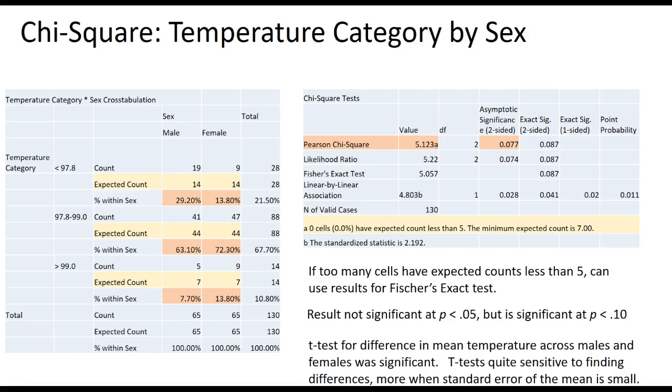I think what I'd like to remind you of here is that when we used a t-test to look at the mean temperature, that continuous variable, that t-test was significant at less than 0.05. It was 0.024. And that is because t-tests are quite sensitive to finding differences across means, and they're even more sensitive when the standard error of the mean is small, and it was small for that particular test.